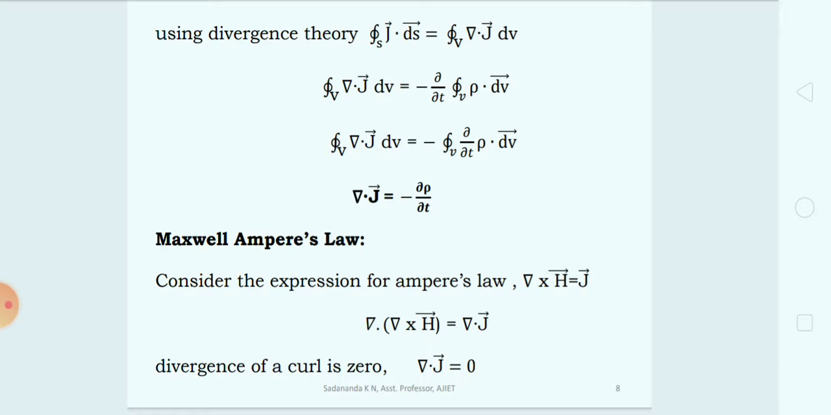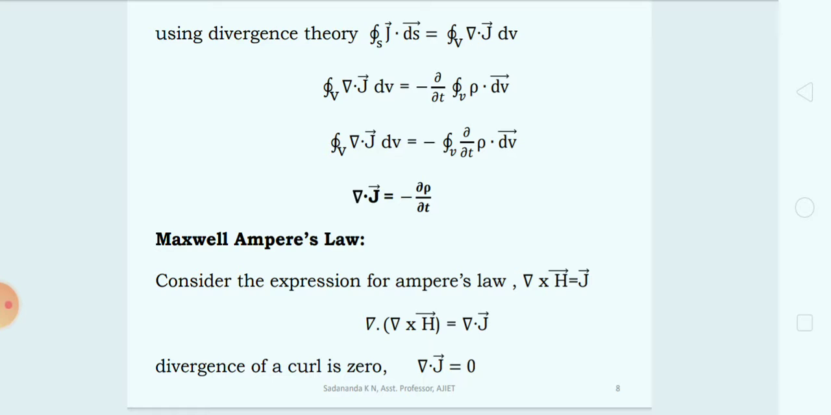That is the first expression in the slide, right? Now, next step, the volume integral of divergence of j dv can be equal to minus dou by dou t of the volume integral of rho dv. That is from the equation, which equation? That is the amount of charge flowing outward equal to the decrease in the net charge inside the volume. That is in the previous slide, last equation.